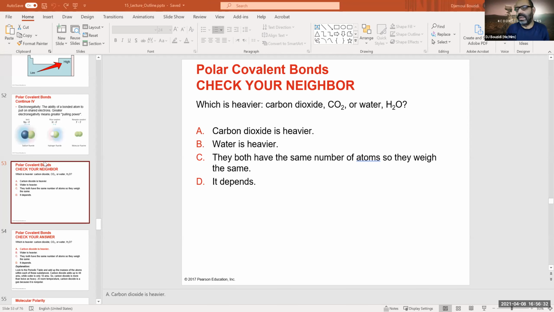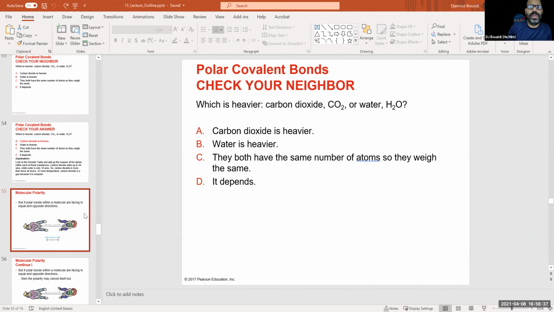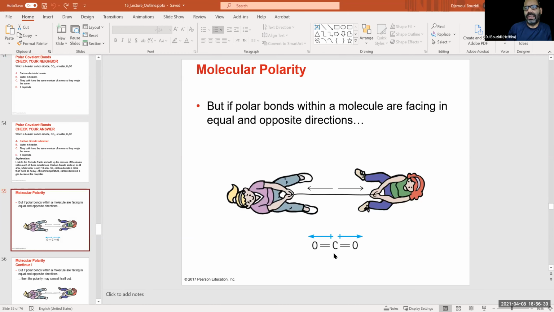We still have quite a few things to do, and I know the time is running out. So this is basically what I was talking about, the polarity. In the case of carbon dioxide, even if one of them has more affinity toward the other one, this oxygen pulls with the same strength as the other one, and now you have them canceling one another. So that's why it's non-polar, okay?